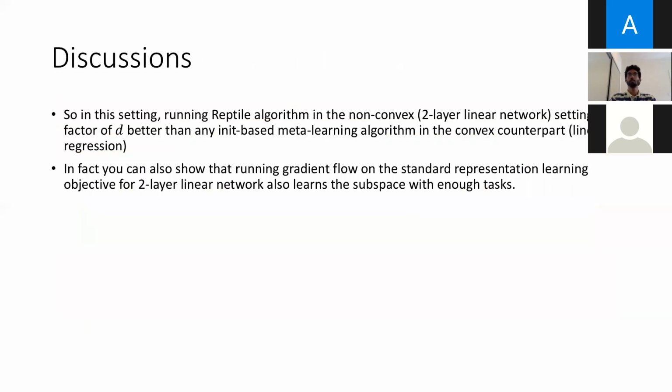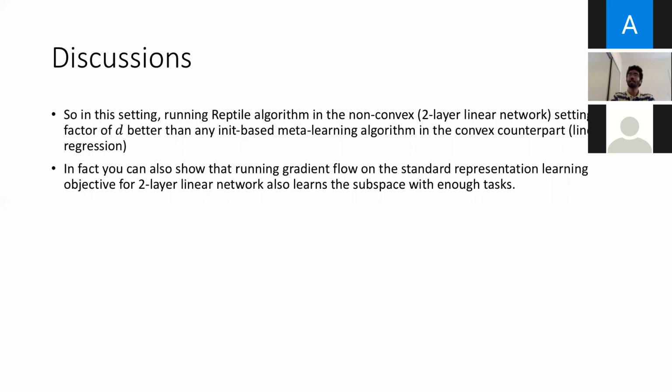Okay, so we see that in this setting, running Reptile in the non-convex setting of a two-layer linear network is a factor D better than in the convex setting. This happens again because you have two layers and the first layer can learn the subspace, as Andre was saying. Whereas in the convex case, you can just learn an initialization and that doesn't give you a lot of information.